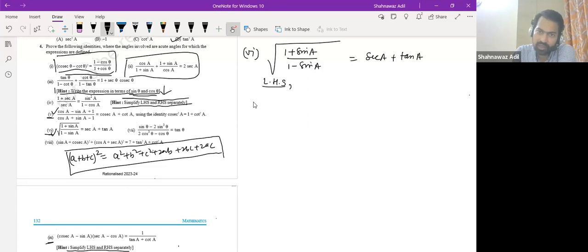Tejasvi, what do we do in the LHS? We rationalize. Yes, sir. Good. Absolutely right. Whenever we see a fraction, we rationalize that fraction.